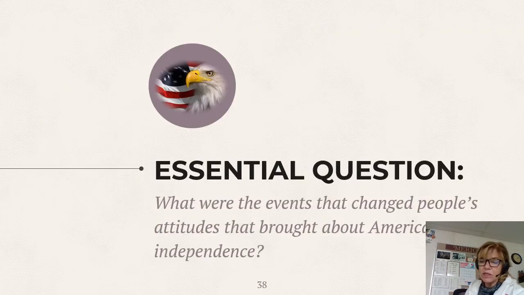Okay, so here's an essential question. What were the events, as we go looking through this, that changed people's attitudes and brought about American independence? Americans weren't calling for independence or anything like that, but gradually over time, that sort of movement and belief structure emerged. So what were the events that led to that happening?